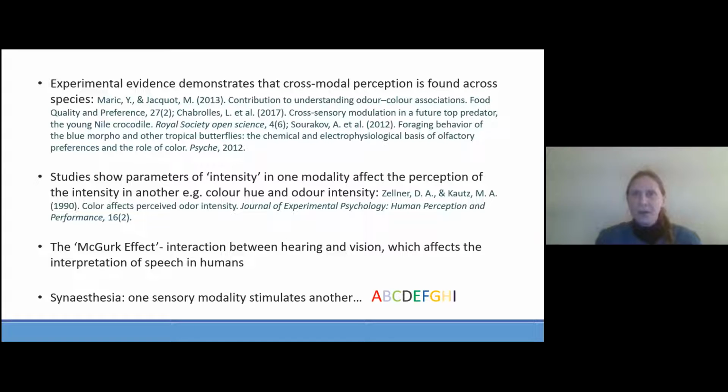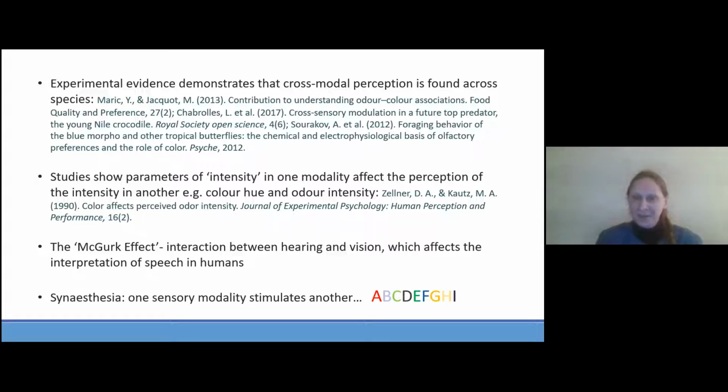So if you show human participants an audio-visual clip where they're seeing someone pronounce, for example, the letter V, but what they hear is the letter F, they will actually interpret the auditory perception as being a V, which kind of suggests that the visual channel has quite a heavy influence on the auditory channel.